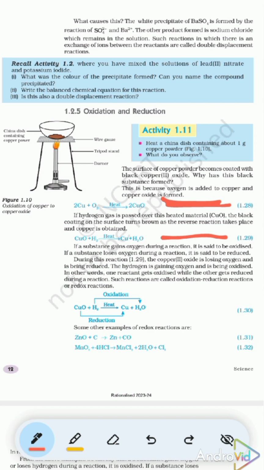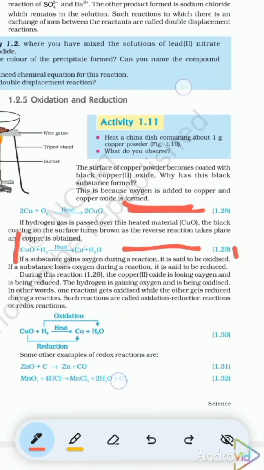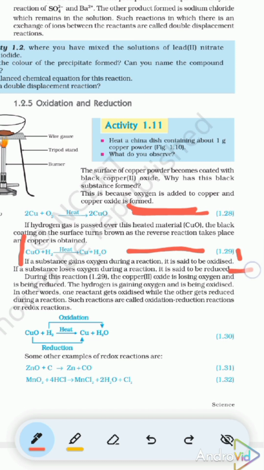Now, we can say that if a substance gains oxygen during a reaction, it is said to be oxidized. Similarly, if a substance loses oxygen during a reaction, it is said to be reduced. In equation 1.29, where the reaction takes place between copper oxide and hydrogen, the copper oxide is losing oxygen and thus it is being reduced. The hydrogen is gaining oxygen and is being oxidized. In other words, one reactant gets oxidized while the other gets reduced during a reaction. Such reactions are called oxidation reduction reactions or redox reactions.